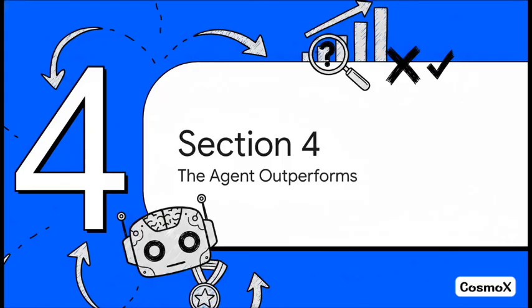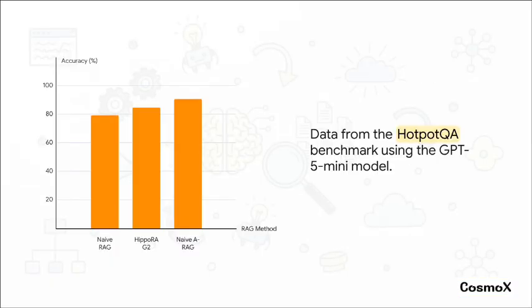Now, this all sounds great in theory, but does it actually work better? That is the million-dollar question, right? And we're going to tackle it in Section 4, The Agent Outperforms. And the answer is a resounding yes. Just look at this data. This is from the Hotpot QA benchmark, which is a really tough test for AIs. Naive RAG, the old way, scores about 79%. Even a more advanced method, Hippo RAG, only gets to about 85%. But look at this. A simple agentic RAG just blows them away, jumping all the way to nearly 91% accuracy. That is a massive leap in performance.